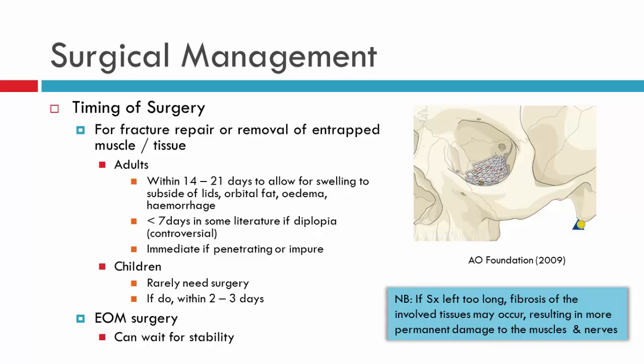We're not actually talking about doing early surgery on the extraocular muscles, so the traditional things we've learnt about so far around recessions or resections of an extraocular muscle. That can wait. All we're talking about in relation to early surgery is specifically repair of the fracture or freeing entrapped tissue or muscle.